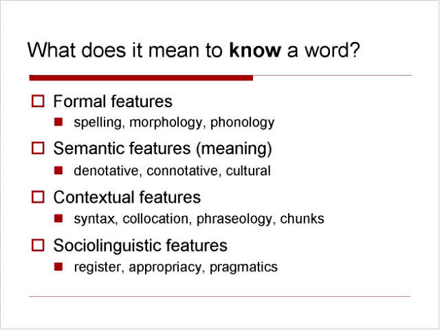It's about context. This is all about knowing a word. The formal features: you have to know how it's spelled, the morphology, what the past tense is, and so on, how you pronounce it. So those are some features. And then there's the meanings, the semantic features. How many meanings does it have? It will have what we call denotative meanings and connotative meanings.